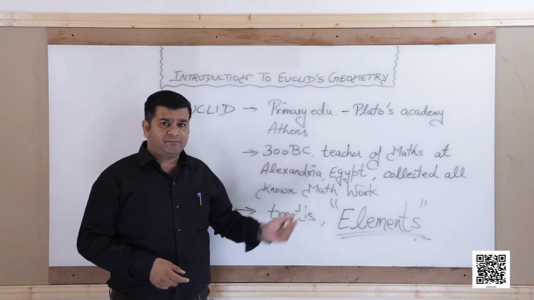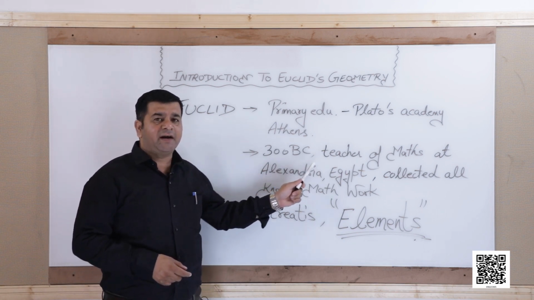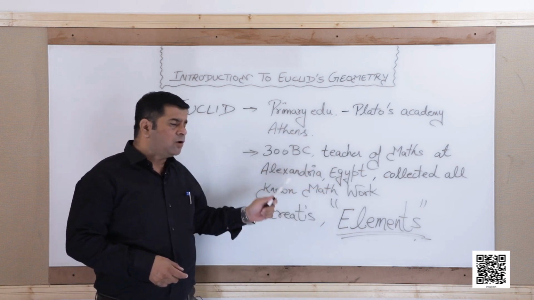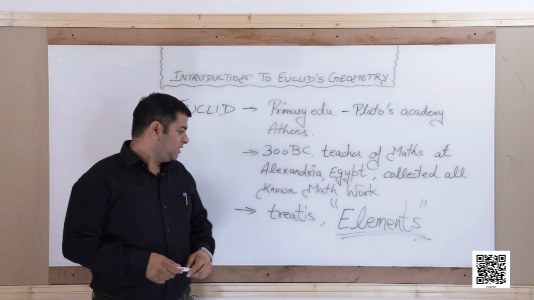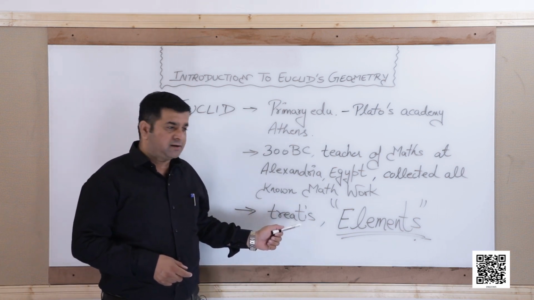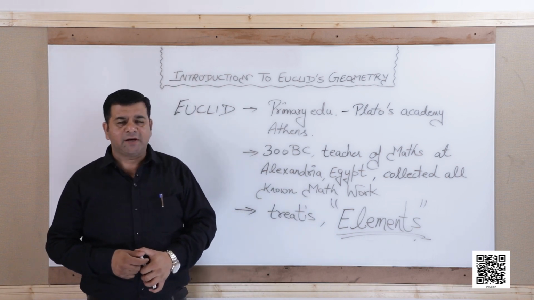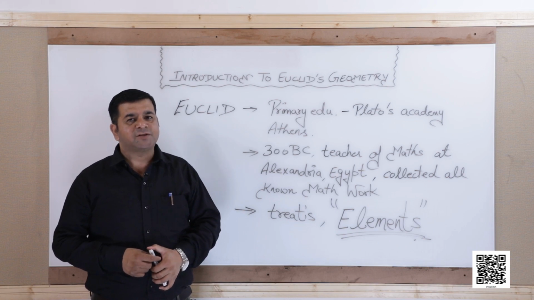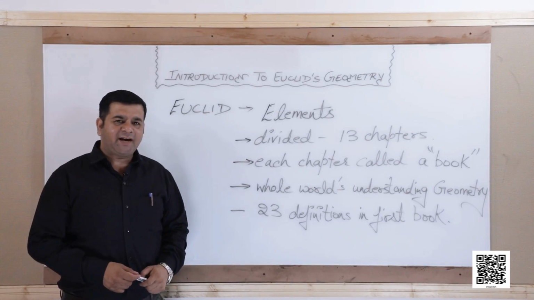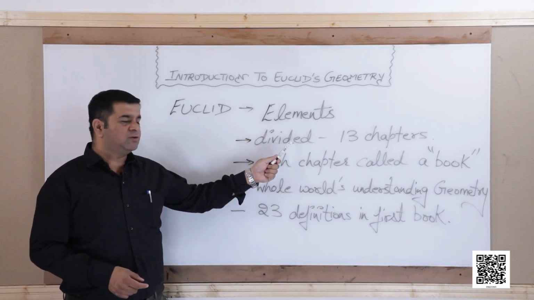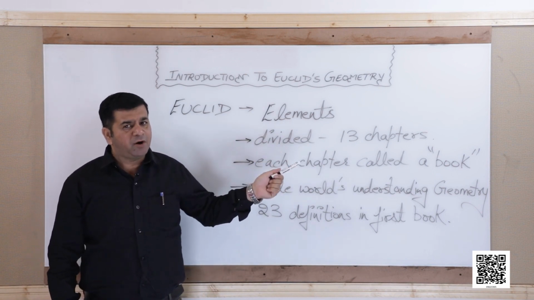Around 300 BC, Euclid, a teacher of mathematics at Alexandria in Egypt, collected all known work of mathematics and arranged it in a treatise called Elements. Elements was initially called Stoichia, but when it was translated in Europe, it was given the name Elements. Euclid divided Elements into 13 chapters. Each chapter was called a book.